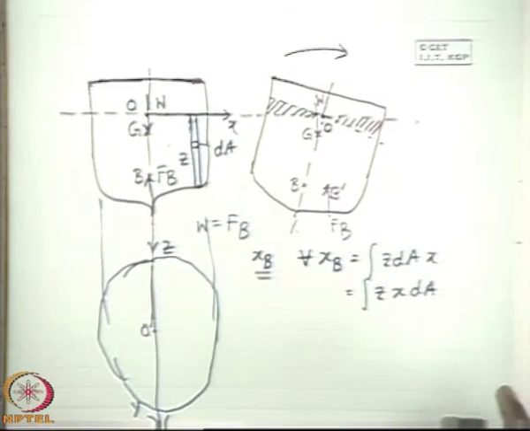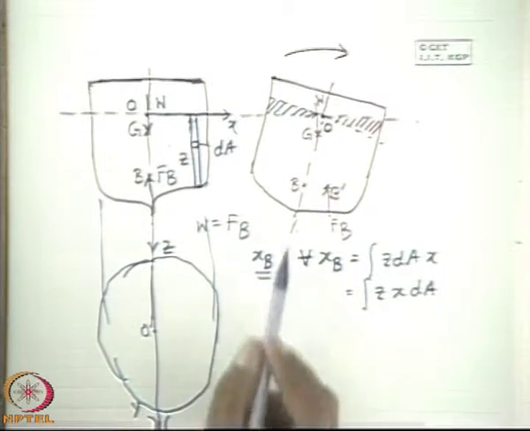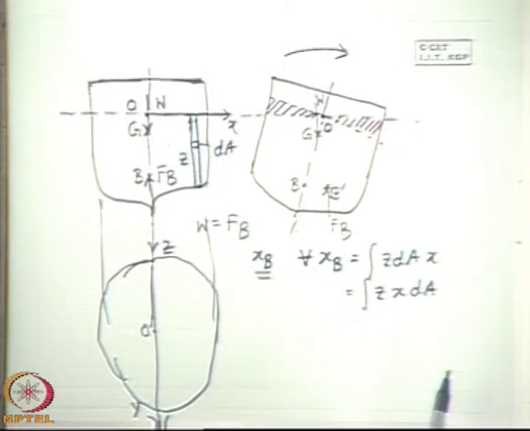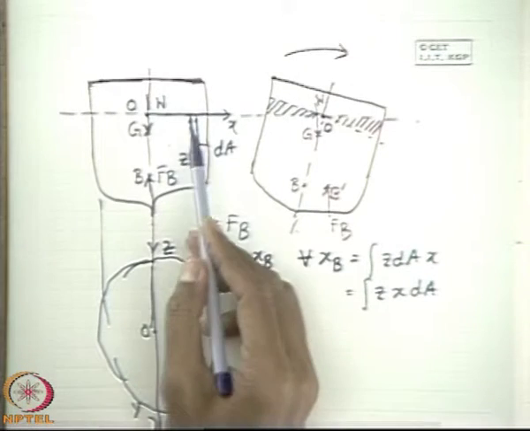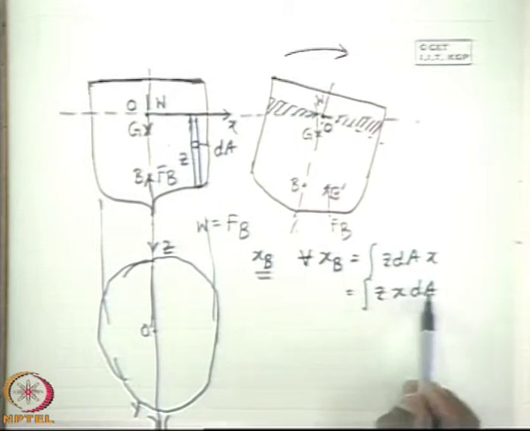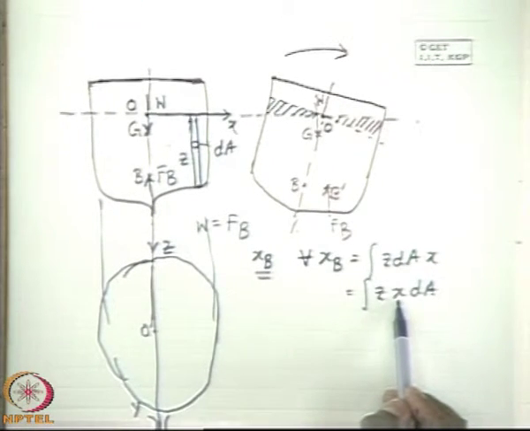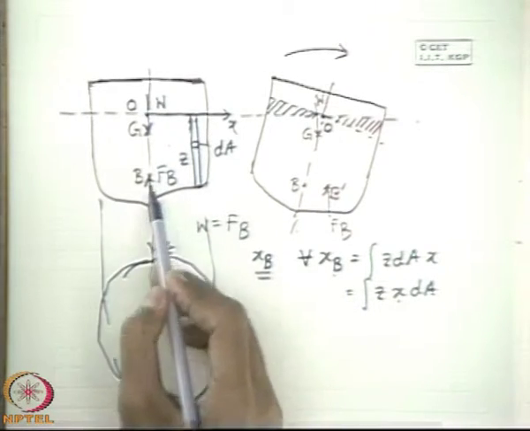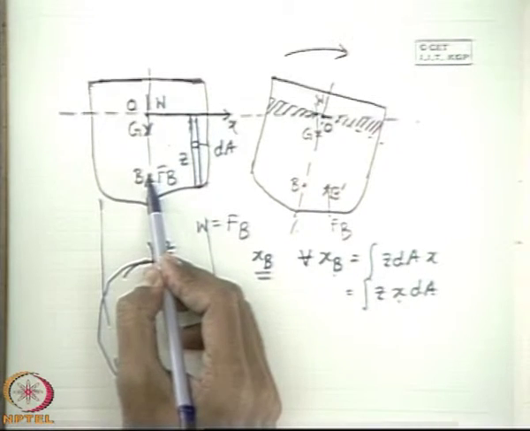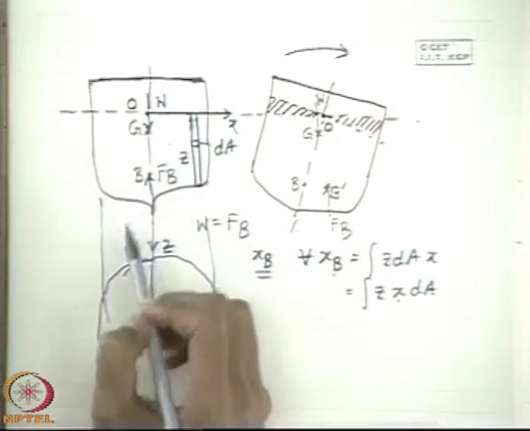All right. Now you see that here what happens, that is the Z dA is the volume and moment of the volume, that is the center of buoyancy. Now in this case it is 0. If we define the center of buoyancy on this line, in this case it is 0.